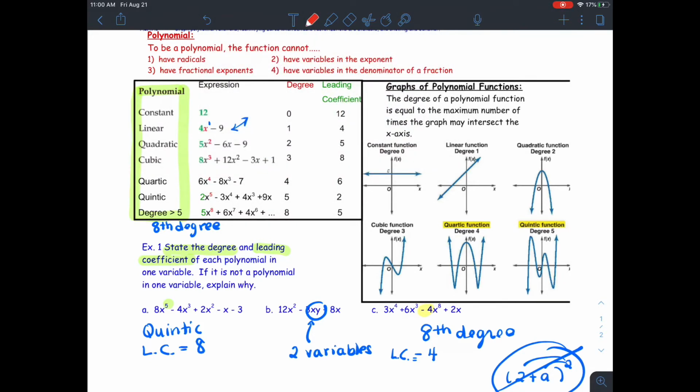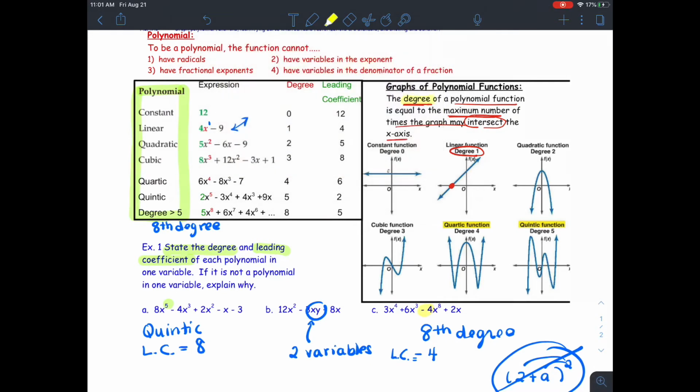I want to draw your attention to the fact that the degree of your polynomial is always equal to the maximum number of times that your graph could intersect or touch the x-axis. Okay, now that was kind of a mouthful there. So let's look at some examples so that you kind of see this in action. So let's look at first degree. Okay, we know first degree, those are our linear graphs. Those are just our straight lines. The maximum number of times that a linear graph could possibly touch the x-axis is at most 1 time. Okay, that's the very, very most.